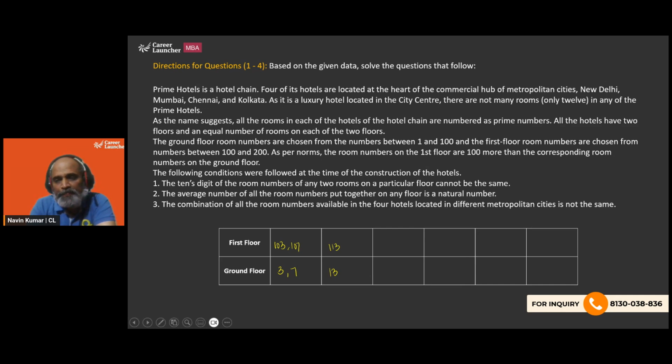19 is a prime number. 119 is not because it's divisible by 7. So if the tens digit is 0, we have got two cases. If the tens digit is 1, we have got one case.